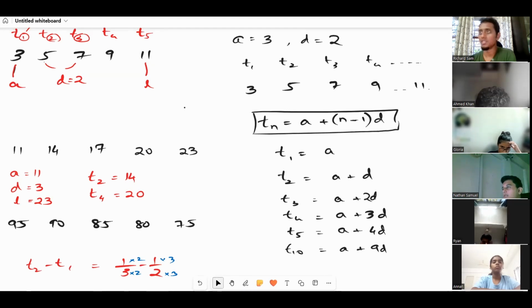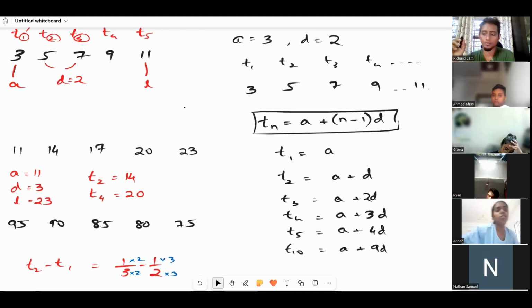Okay? There are 3 formulas only in this chapter. This is the first one. Tn is equal to A plus n minus 1 into d. Just write down the formula. Just memorize this formula. Tn is equal to A plus n minus 1 into d. Okay? I was just explaining how we got the formula. It's not needed. Just remember the formula.